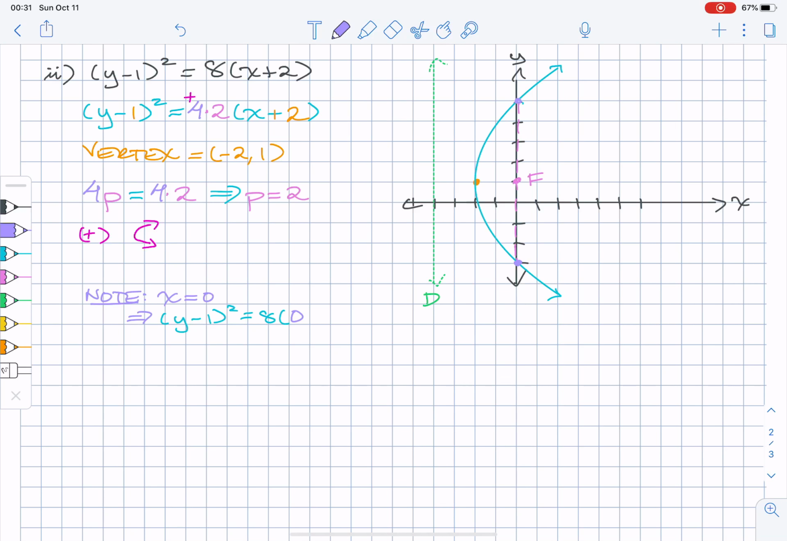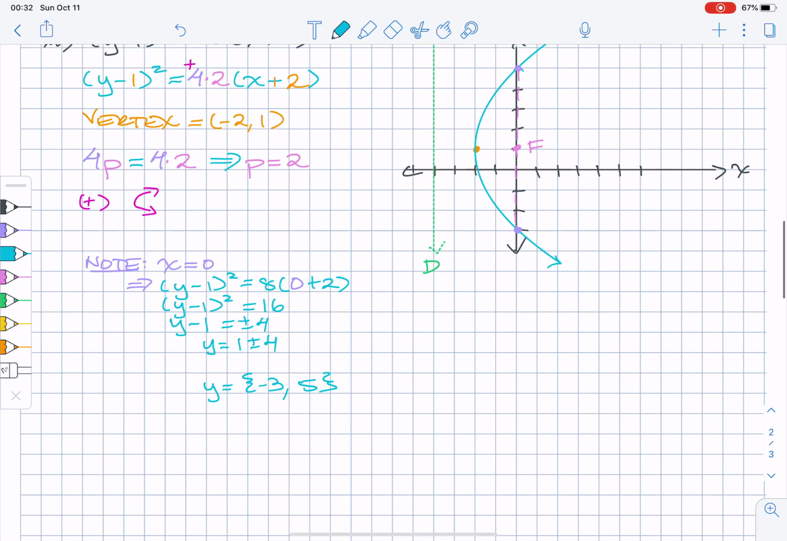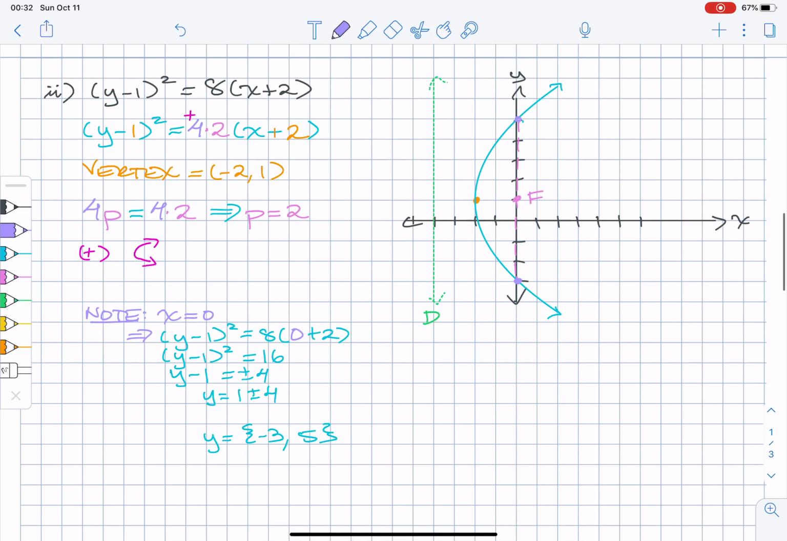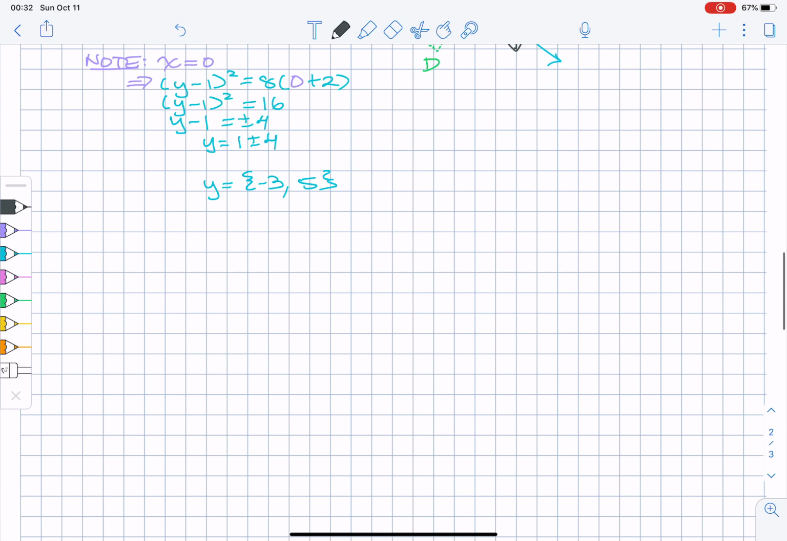0 plus 2. So that means that y minus 1 quantity squared is 16, or y minus 1 is plus or minus 4, which means that y is 1 plus or minus 4. So y is either 1 minus 4, which is -3, or 1 plus 4, which is 5. So my intercepts when x is 0 are at -3 and +5. Okay, it's good to have a couple more points on the graph. So let's do a couple more.